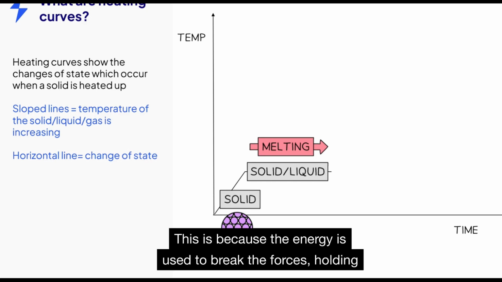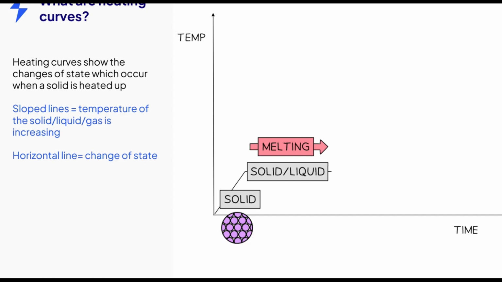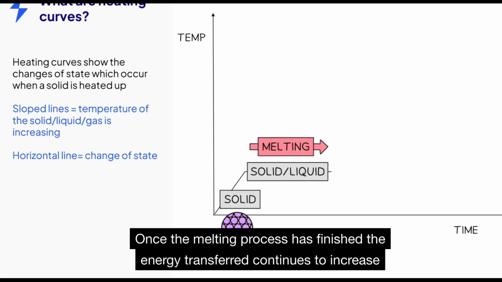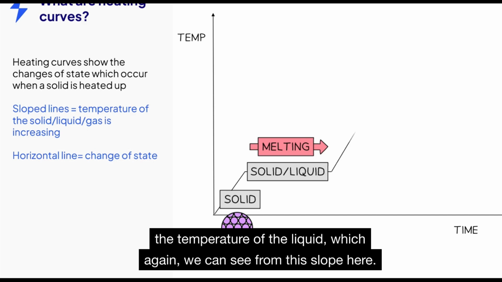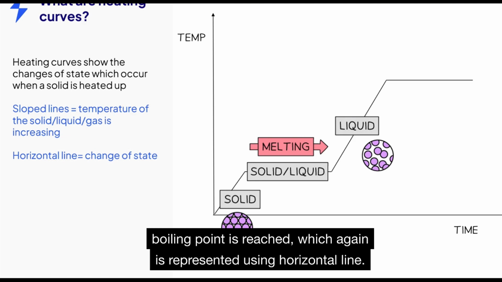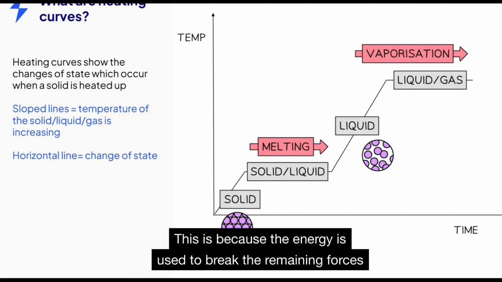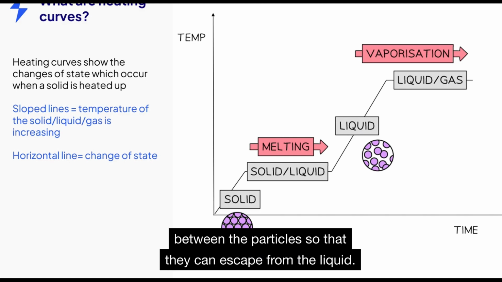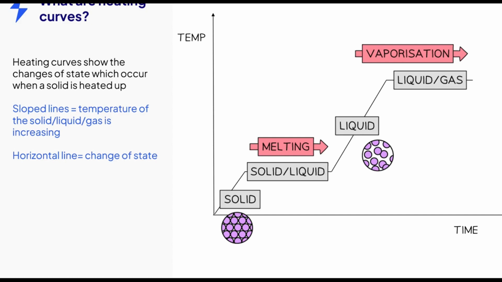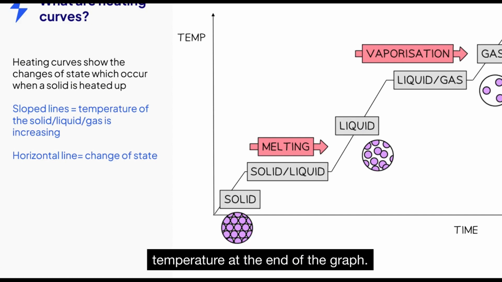This is because the energy is used to break the forces holding the particles together and turn the substance into a liquid. Once the melting process is finished, the energy transferred continues to increase the temperature of the liquid, which again we can see from this slope here. The temperature will continue to increase as heat is added until the boiling point is reached, which again is represented using a horizontal line. This is because the energy is used to break the remaining forces between the particles so that they can escape from the liquid. As a result, a gas will form, which is shown increasing in temperature at the end of the graph.